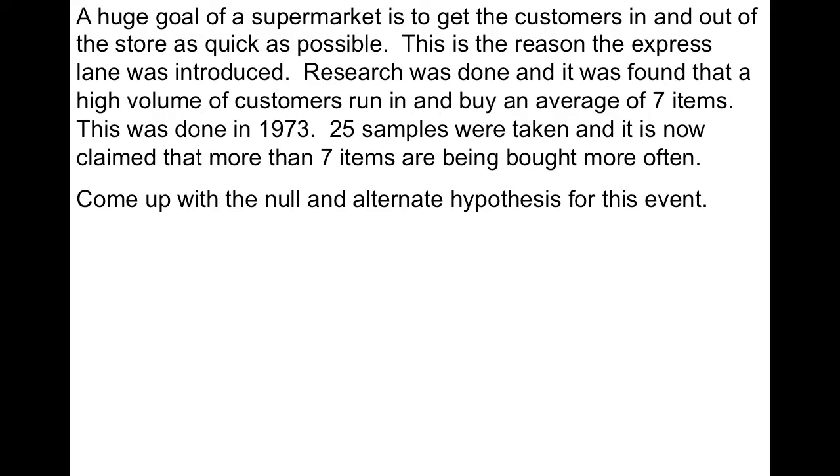Two important things. One, deciding if it's an average or a proportion. It has the word average in there, an average of 7 items. So that should be a big hint that we're looking at an average problem. We're looking at the number of items. That is quantitative data, another key to know that it is about an average. And the last thing you need to be able to pick out is what the claim is. It is now claimed that more than 7 items are being bought more often. So 7 is going to be the value that we're going to have in our null and alternative. That's the number that we're judging off of. Since we know it's an average, we're going to be using the mu symbol. Our null is mu equal to 7.